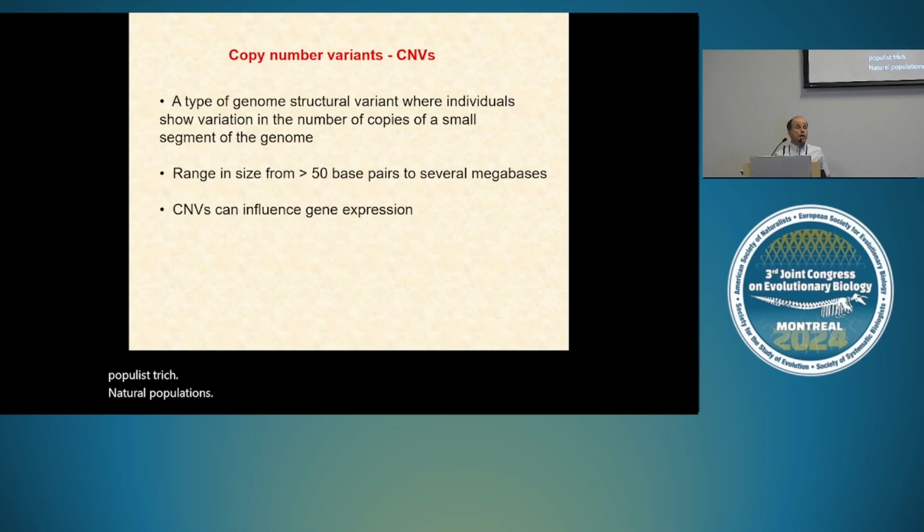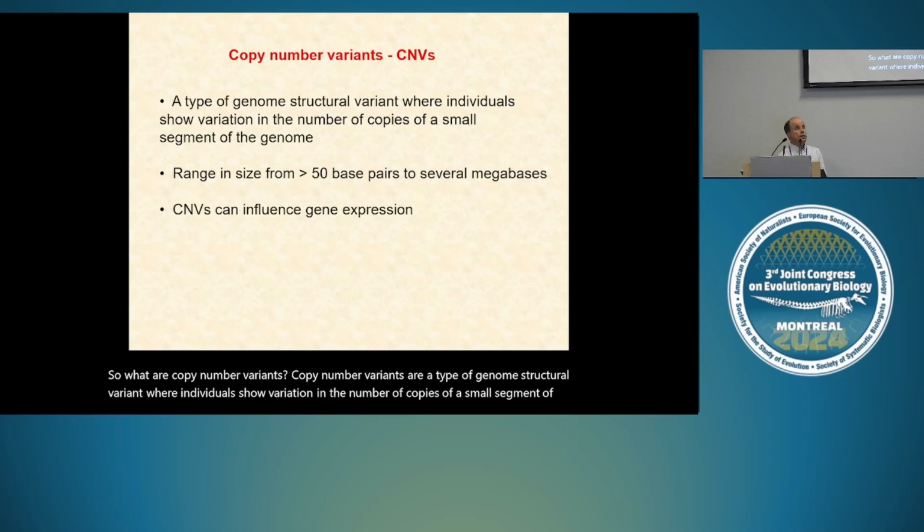So what are copy number variants? Copy number variants are a type of genome structural variant where individuals show variation in the number of copies of a small segment of the genome. That segment could be of varying size, and indeed some of the ones that I'll show are quite large. Typically people define these as greater than 50 base pairs, but sometimes up to several kilobases.